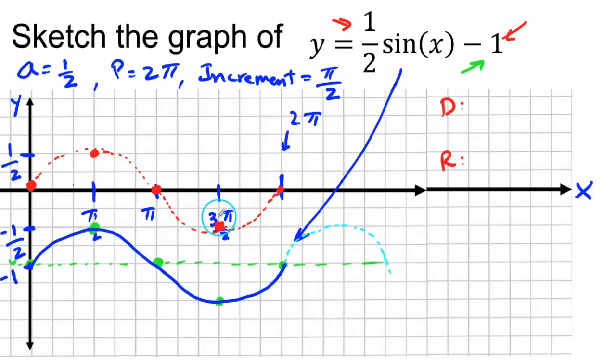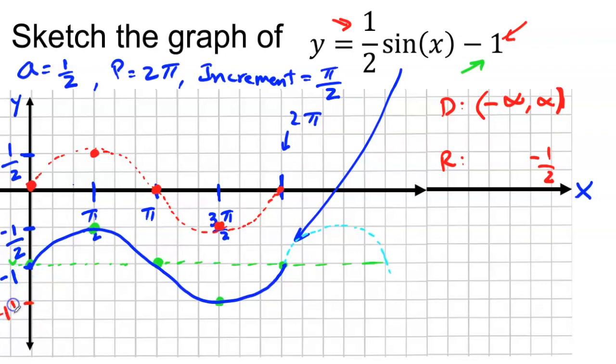So my domain for any sine or cosine function is going to be from negative infinity to positive infinity, and the range depends on the amplitude. Right now, remember, I moved my function down 1, right? So my maximum point right now is -1/2. That would be my maximum point. My lowest point, I was at -1/2, and I moved one unit down.